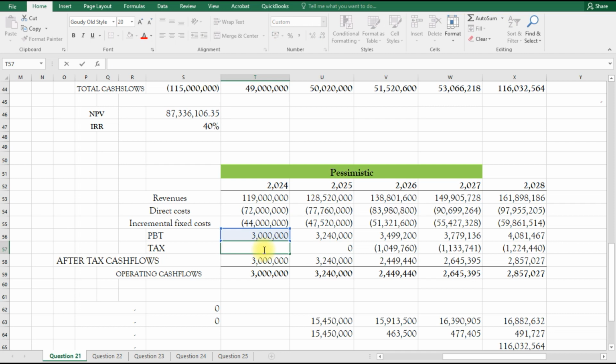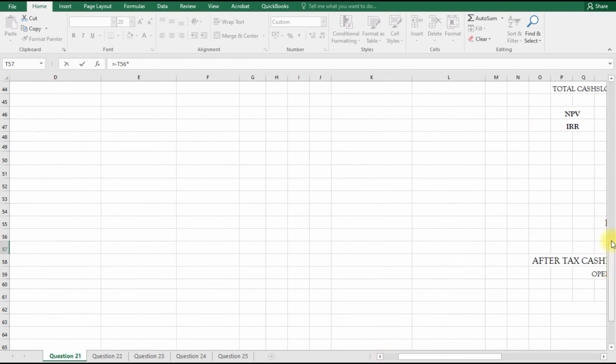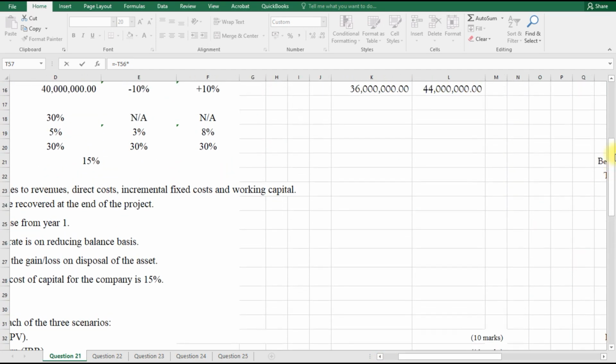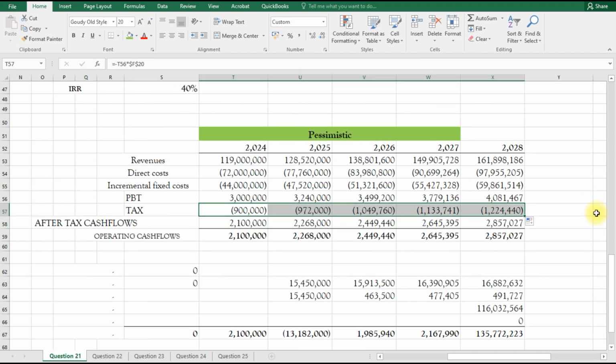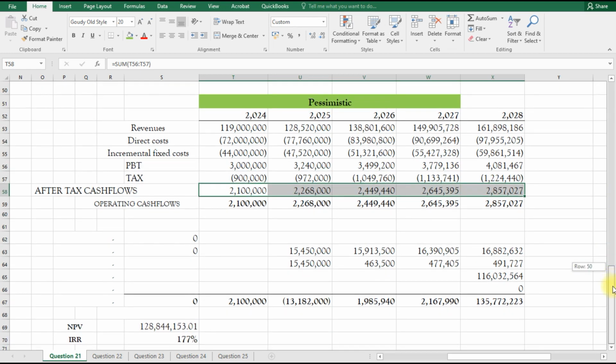Our tax rate will be equal to, I'll put it as a negative, and multiply by 30%, the tax rate of 30%, and I fully lock the tax rate. Now I'll autofill that, and we'll find our after-tax values. I believe that one has already picked. That will be our values there.